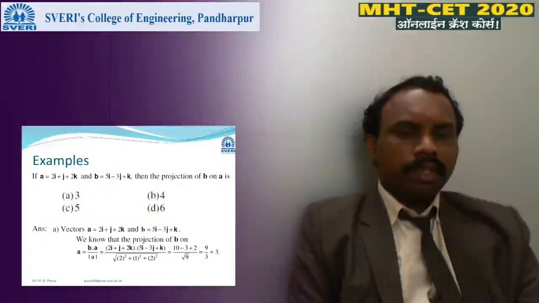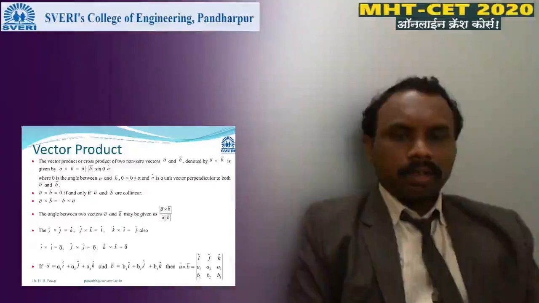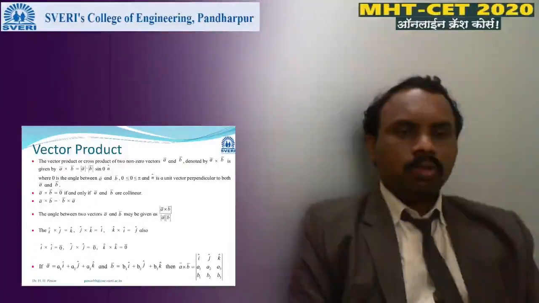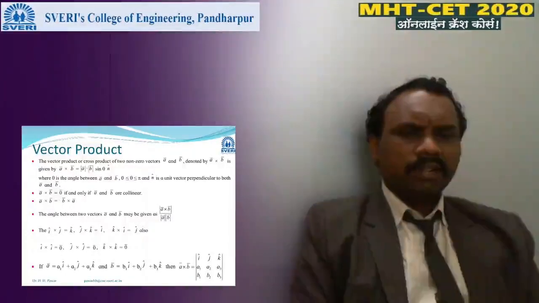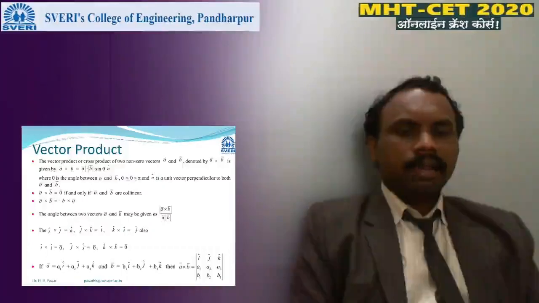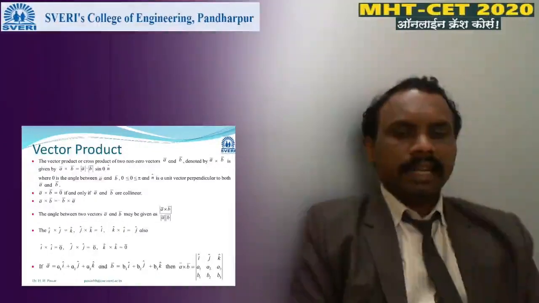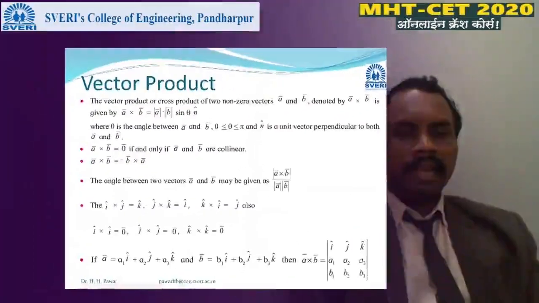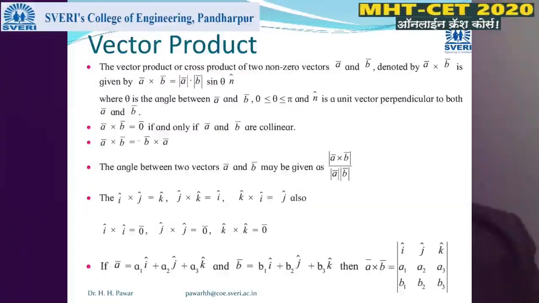Now next we'll see vector product. The vector product of two non-zero vectors a bar and b bar is denoted by a bar cross b bar, and it is also called the cross product, and is given by a bar cross b bar is equal to modulus of a bar into modulus of b bar sin theta n cap, where theta is the angle between a bar and b bar and lies between 0 and pi, and n cap is a unit vector perpendicular to both a bar and b bar.